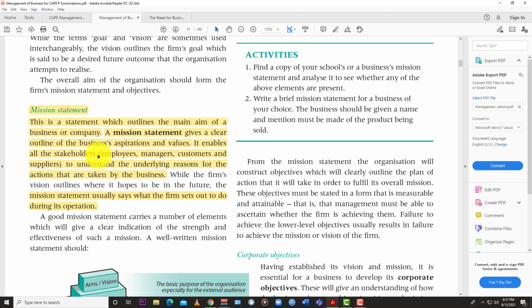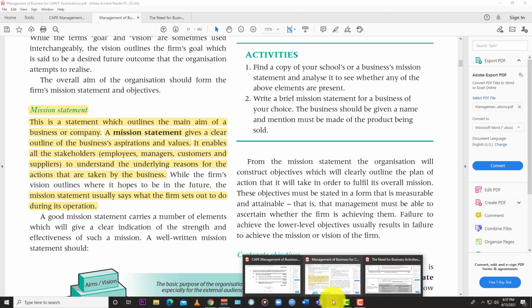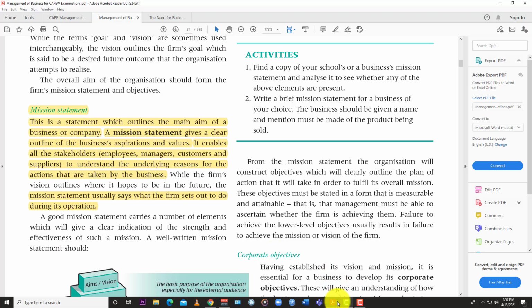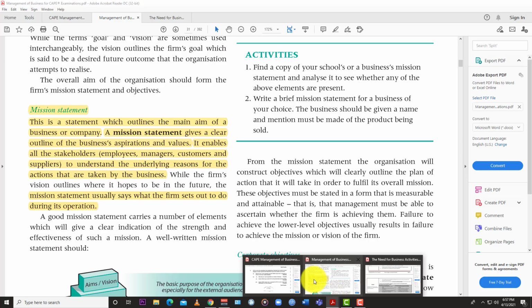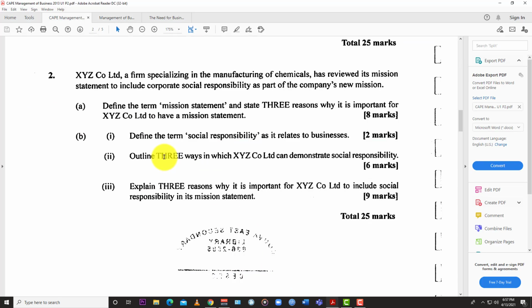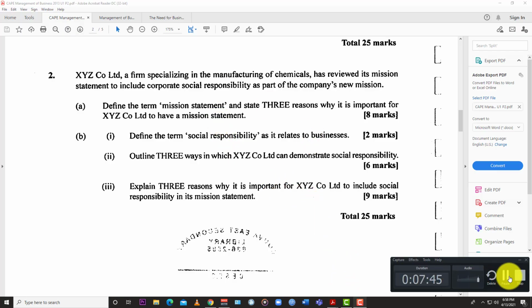It enables all the stakeholders to understand the underlying reason for the actions that are taken by the business. So when you see Elon Musk design a pickup truck with 3 engines and stuff like that, you know why? For sustainability purposes. When you see Elon Musk put a whole lot of battery stations, charging stations, you know why? To get the world off of fossil fuel and onto the electric future. So those are some reasons why the mission statement is so vital.